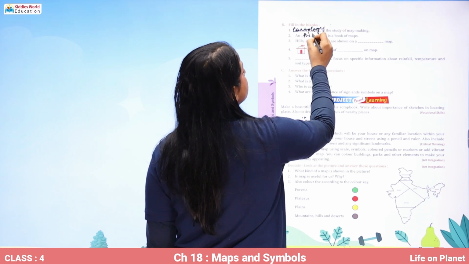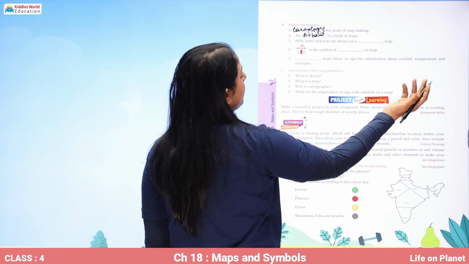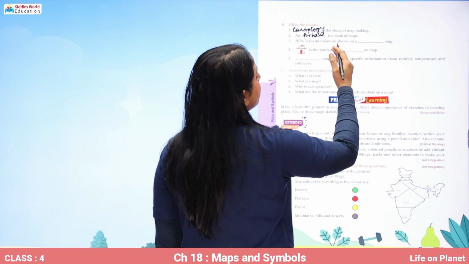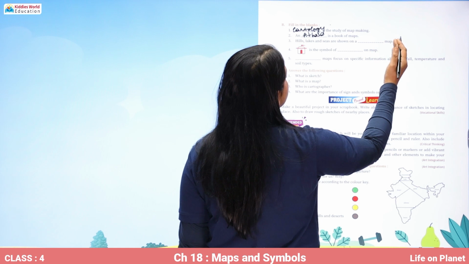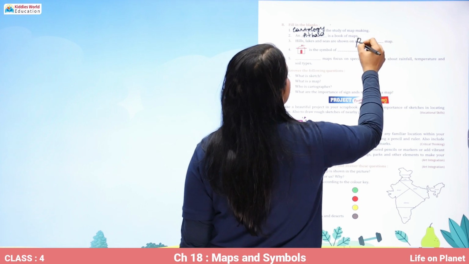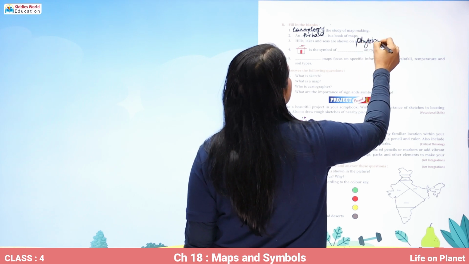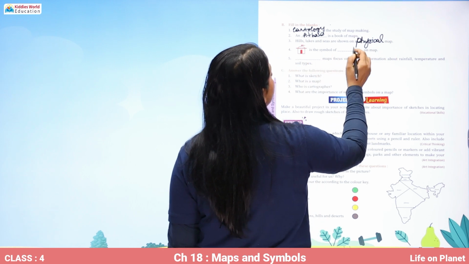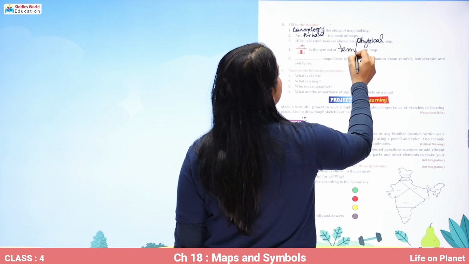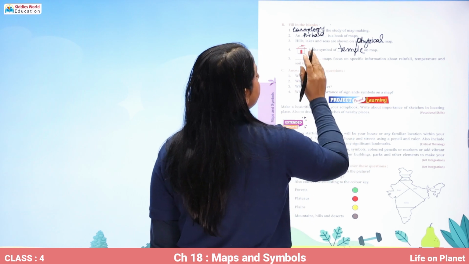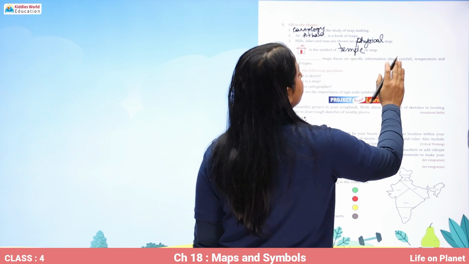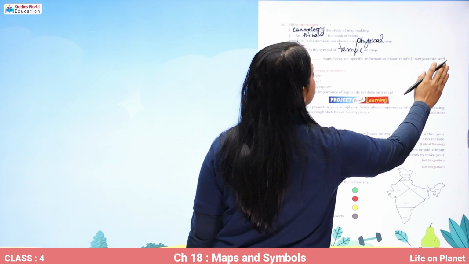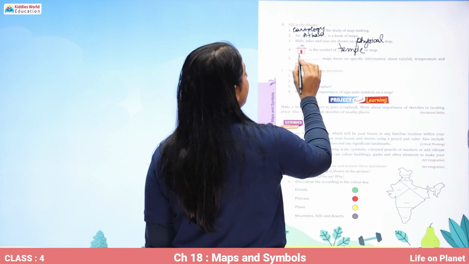An atlas is a book of maps. Hills, lakes and seas are shown on a physical map. This is a symbol of a temple on map. Dash map focuses on specific information like rainfall, temperature and soil type. Thematic.